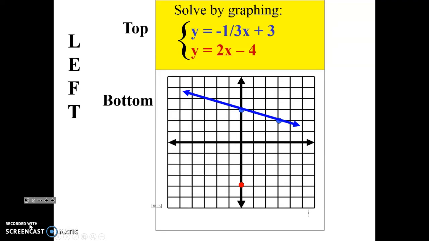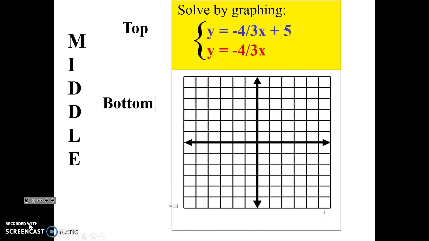Now the second line said 2x minus 4. So that starts by going down 4, and then we're going to go up 2 and to the right 1. So when we go up 2 and to the right 1, it gives us our point. We can continue that pattern, or we can go ahead and draw our line if we have a straight edge. We see that it crosses at the point 3, 2. So we can identify our solution as 3, 2 with this example.